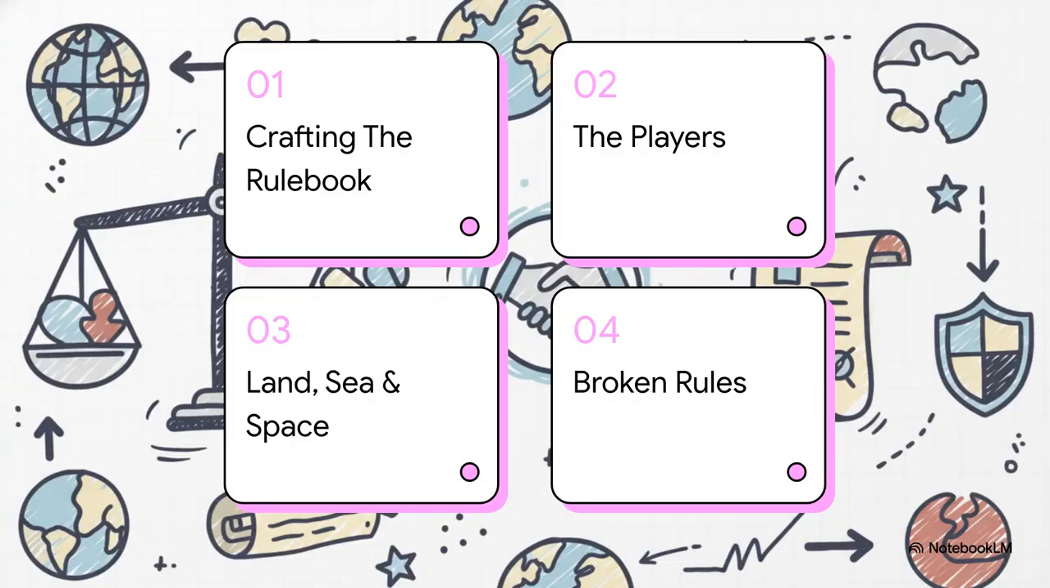All right, to get our heads around this giant topic, we're going to break it down into 4 main parts. First up, we'll look at how these rules are actually created. Then we'll meet the key players who have to follow them. After that, we'll explore the playing field itself. We're talking land, sea, and even outer space. And finally, we'll get into what happens when the rules get broken.